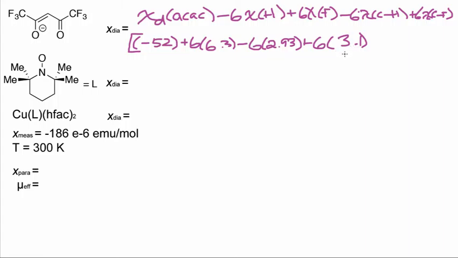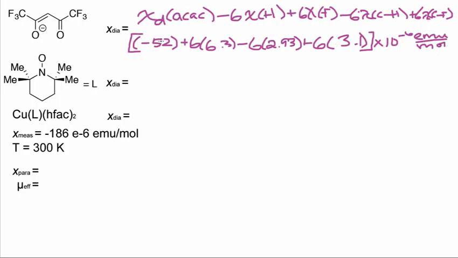The reason that I'm using 3.1 is because on the chart we don't have a corresponding value for CF bonds. However, we do have one for carbon chloride bonds, and because fluorine and chlorine can be pretty similar, we can make the assumption that those bonds are going to have about the same amount of diamagnetic correction. Finally, we'll subtract out the CH bonds. CH bonds we consider to have a value of 0, so we don't have to include that here. All of this will be times 10 to the negative 6 emu per mole.